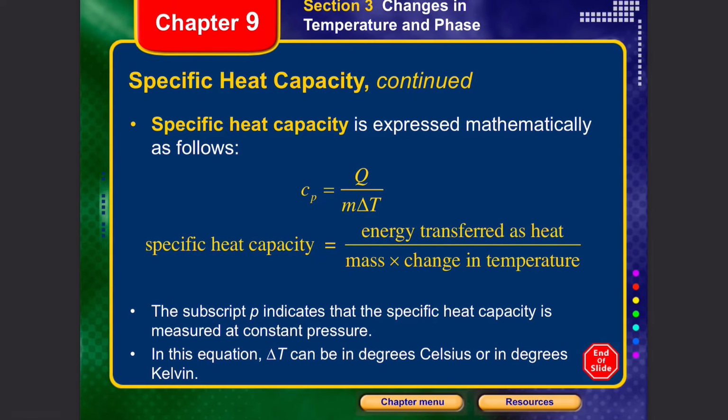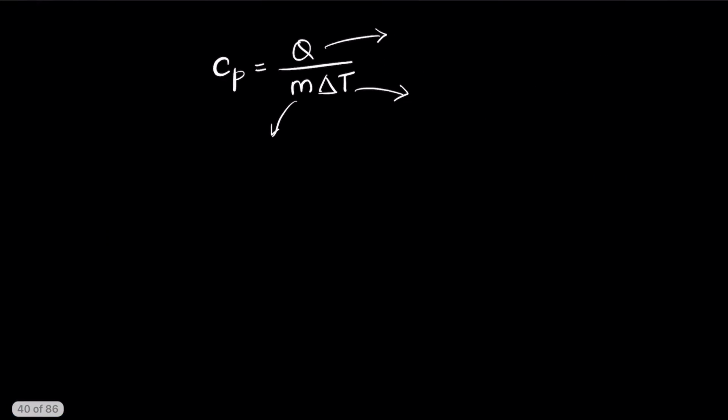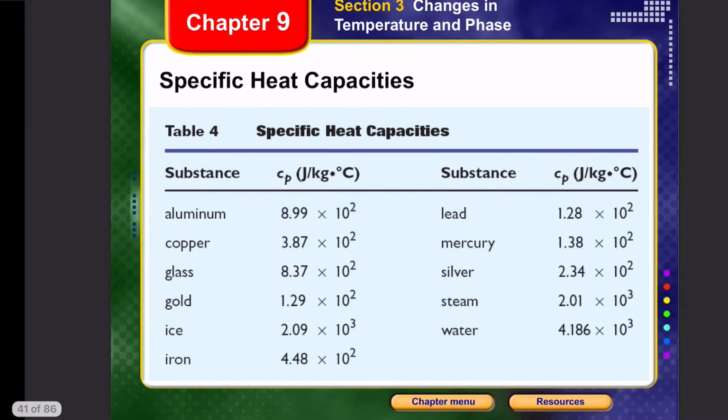Notice that the subscript P here indicates that the specific heat capacity is measured at constant pressure. Not all specific heat capacities are measured at constant pressure; some are measured at constant volume as well. But the main one that we are concerned with is the specific heat at constant pressure. Now, because there is a change in temperature, we can use either Celsius or Kelvin. We do not need to directly convert any temperatures because a change in temperature has the same value in both Celsius and Kelvin. But do not use Fahrenheit. If there is a Fahrenheit temperature, convert it into Kelvin or degree centigrade.